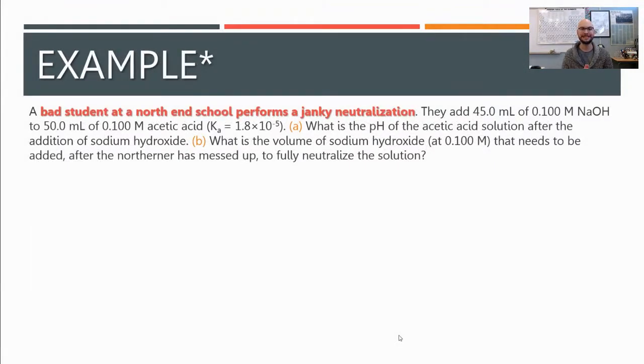All right, we got our last example here, which again will not be something that you would be expected to do in this course. It's just simply an extension of what we're learning, and it's a little bit more challenging. So a bad student at a North End school performs a janky neutralization. They add 45 milliliters of a 0.1 molar solution of sodium hydroxide to 50 milliliters of a 0.1 molar solution of acetic acid. What is the pH of the acetic acid after the addition of the sodium hydroxide?